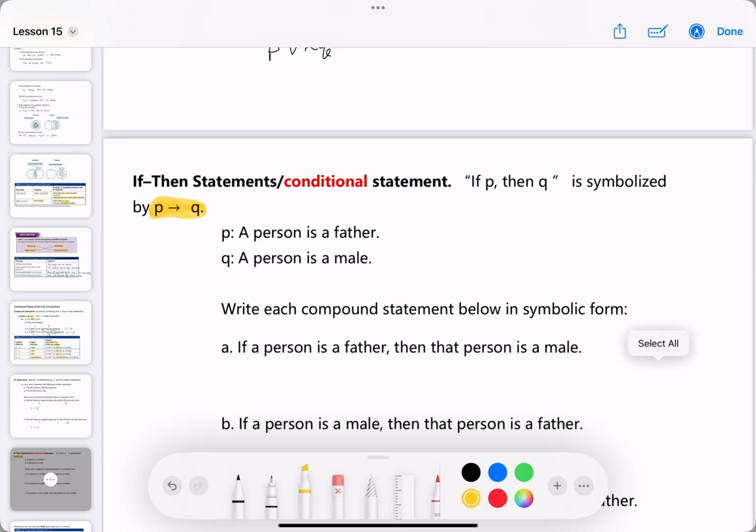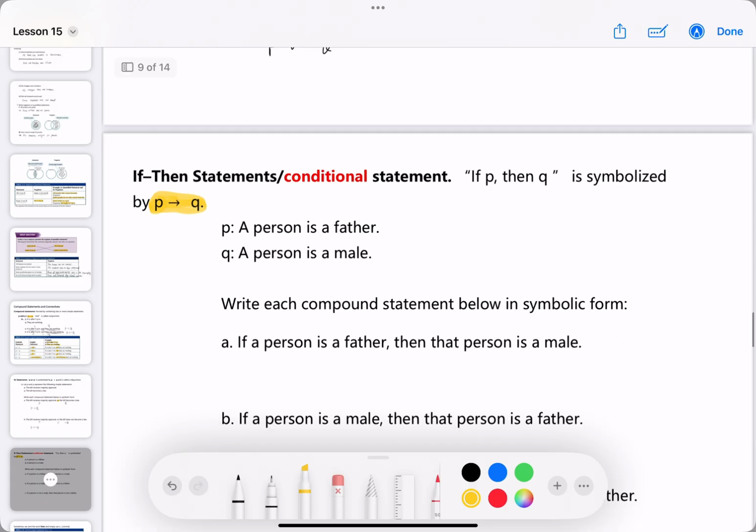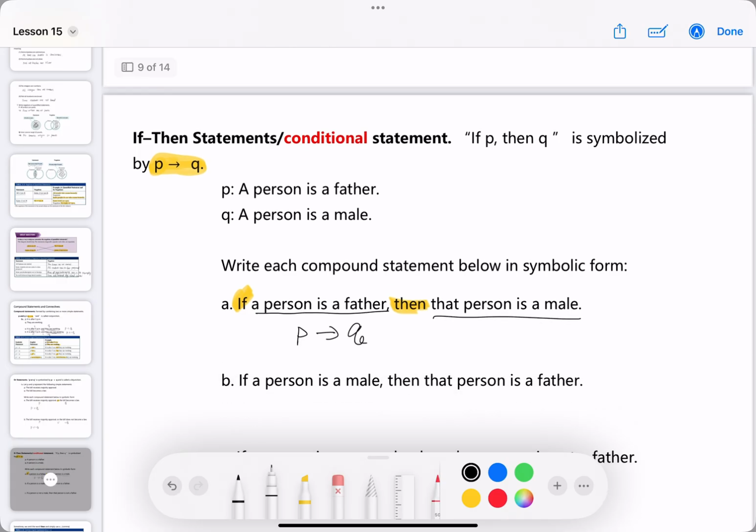The first one is if a person is a father, then that person is a male. You see if, then. This is a conditional statement. If P, this is a P statement. If P, then Q, because the second part is the Q statement. So if P, then Q.